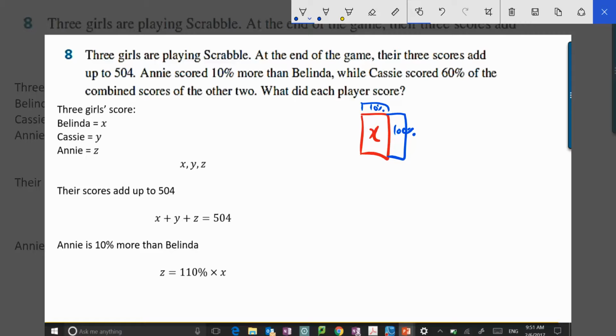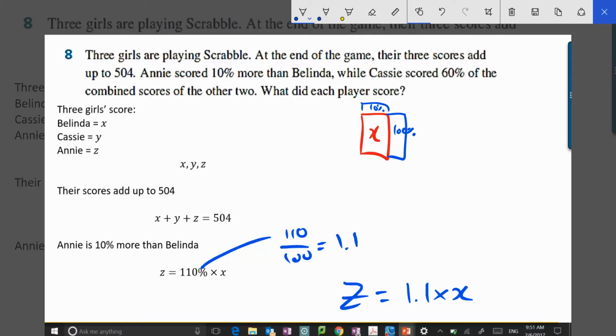Because that's what I'm saying. Annie scored 10% more than Belinda. So whatever Belinda is, take 10% of her and add it on. So that makes it 110%. Why do I want 110%? Because that makes it 1.1. Because 110 over 100 is equivalent to 1.1. So what I'm really saying there is Z must be equal to 1.1 times X. And that's a nice little condition there. That's all I'm doing.